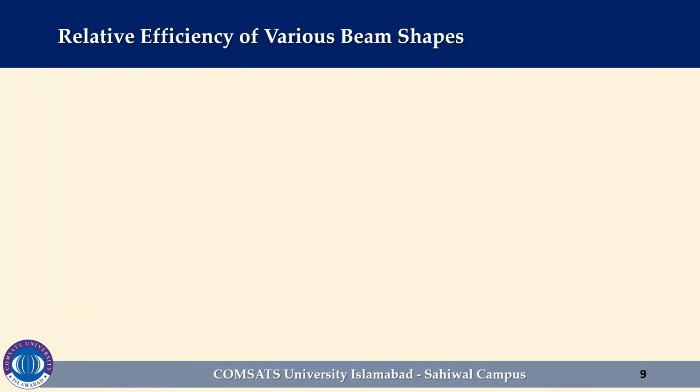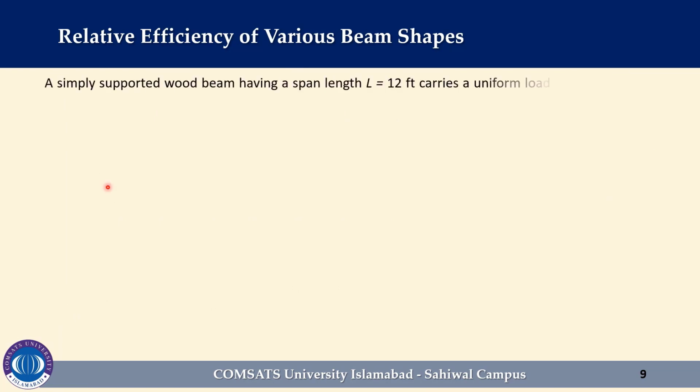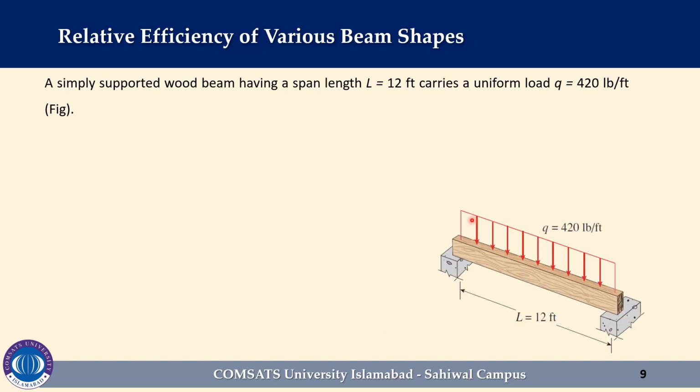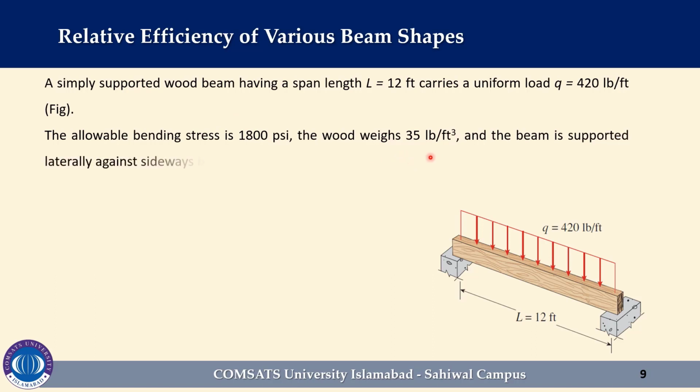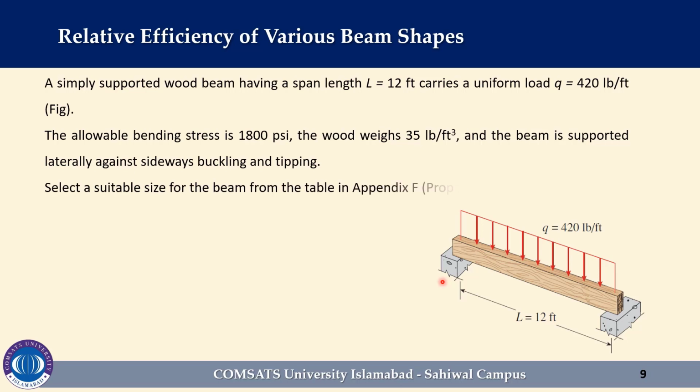Here we will see a problem related to the topic. The problem statement is: a simply supported wood beam having a span length, symbolized with L, of 12 feet carries a uniform load q that is 420 pound per foot, as you can also see in the figure here. The allowable bending stress is 1800 psi. The wood weighs 35 pound per cubic foot and the beam is supported laterally against sideways buckling and tipping. We have to select a suitable size for the beam from the table in Appendix F.